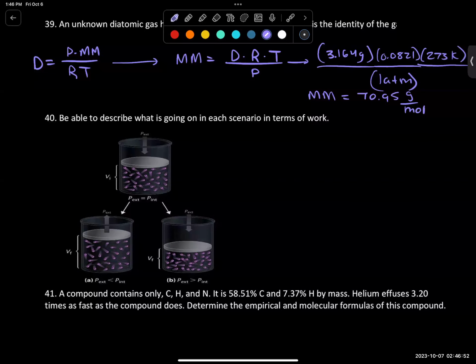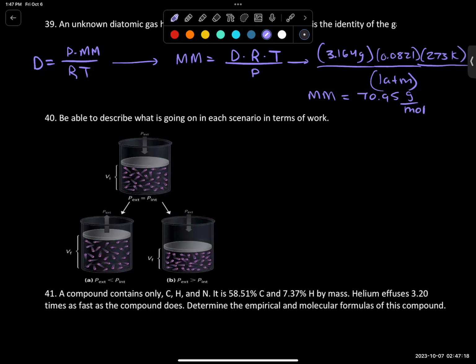So question 40 is not really a question, because I had just implemented this the day before an exam at one point. But you need to be able to describe what is going on in each scenario in terms of work. Now, what is work? Work is a unit of energy.